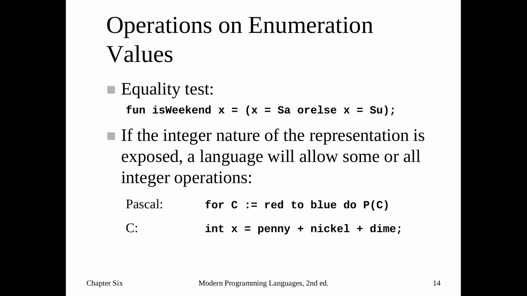On the other hand, if the integer nature of the representation is exposed, the language allows some or all integer operations. So we can do something like in C, where we say int x equals penny plus nickel plus dime, because those are all integer representations, which would then lead us to believe it would be 16 cents.